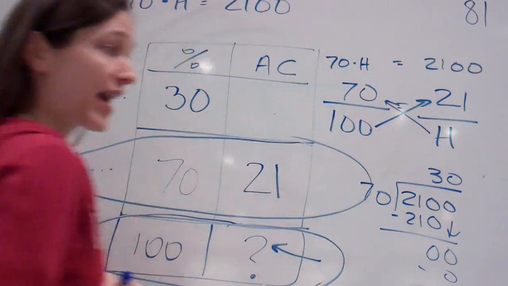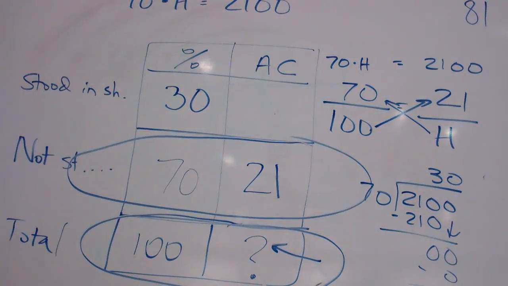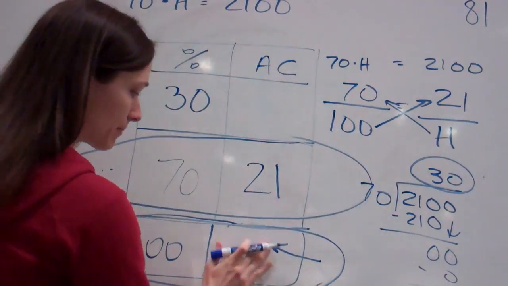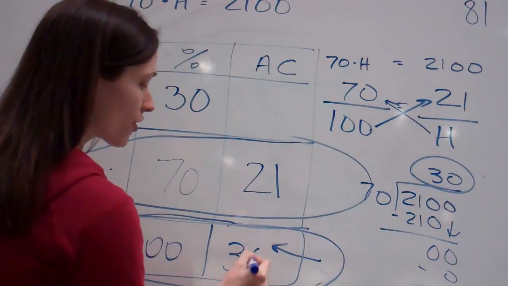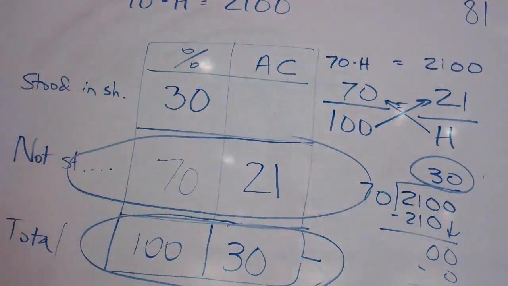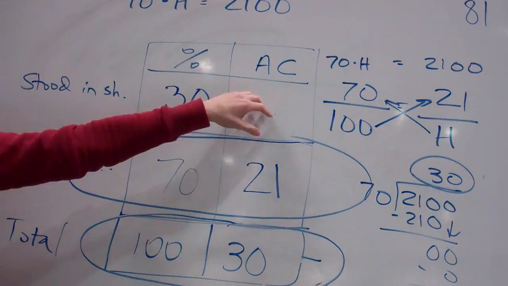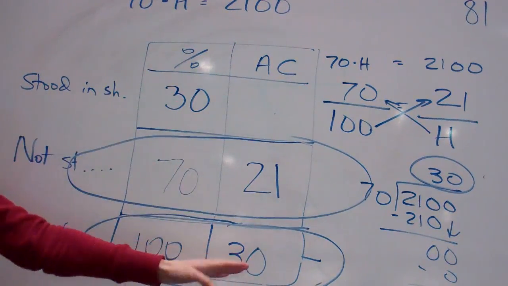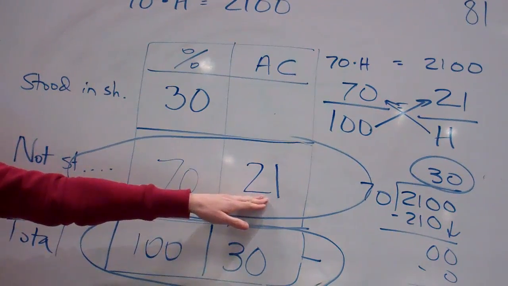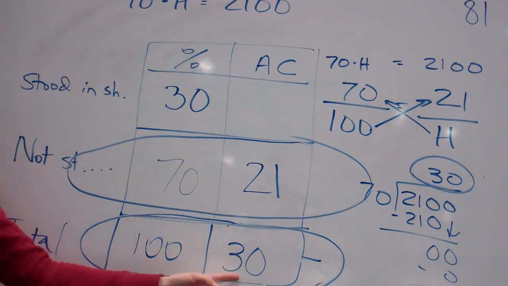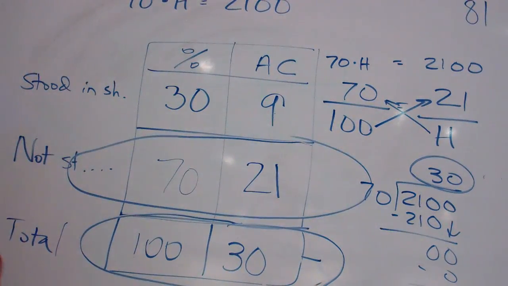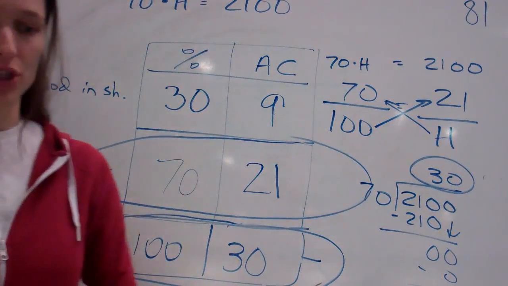So my final answer is what? 30. Very good. So what is the amount in the total herd? 30. Okay? Now, could we discover how many stood in the shade? Yeah. Now that we have 30, and we know that there's 21 that didn't stand in the shade, then we know that 9 did stand in the shade. They didn't ask us that information. You don't actually have to figure that out, but I was just letting you know.